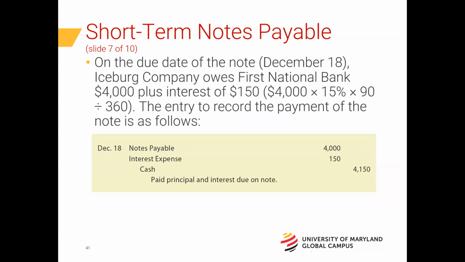So the 90 days goes by. Now we got to pay it. Debit notes payable, $4,000. Debit interest expense to increase interest expense, $150. How did we get $150? Principal amount, $4,000 times interest rate, 15% times 90 divided by 360. Remember, 90 divided by 360 represents the number of banking days.